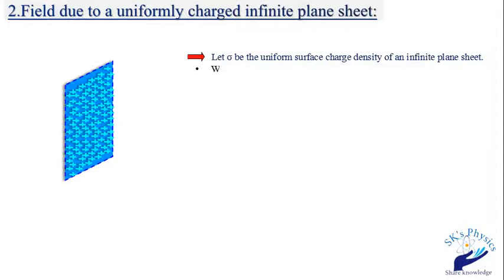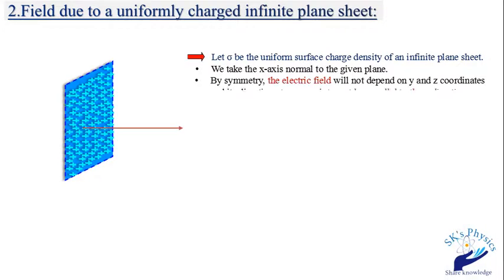Field due to charged infinite plane sheet. Let sigma be a uniform surface charge density of infinite plane sheet. We take x-axis normal to given plane. By symmetry, the electric field will not depend on y and z coordinates, and its direction at every point must be parallel to x direction.